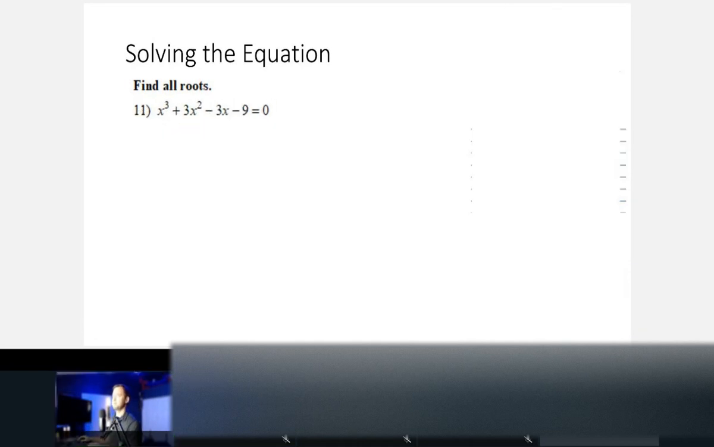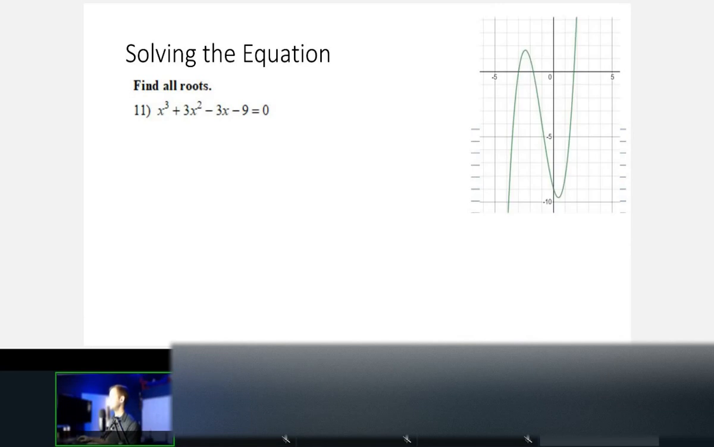Number 11. Same thing. We graph this. So we should expect 3 answers, right? x cubed, 3 answers. And look, it crosses 3 times. That means all of the answers will be real, right? Nothing imaginary, which is kind of nice.